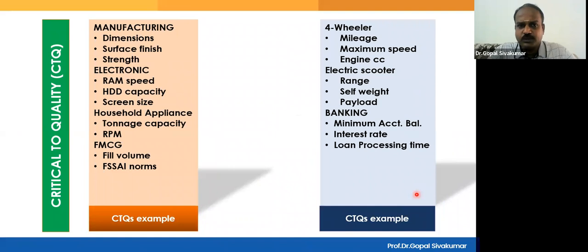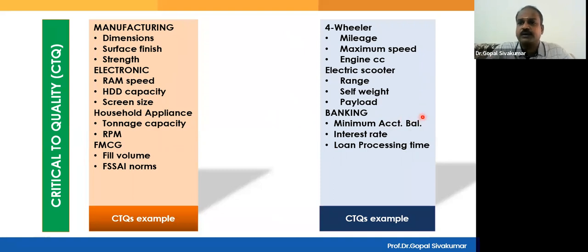Now, certain critical to quality characteristics. Example, in a manufacturing segment, the dimension of the product, the surface finish, the strength of the product, and so on, right? In fast-moving consumer goods, let's say a cool drink, the fill volume is a CTQ, and then the FSSAI will have its own guidelines, and those parameters are also indicated in the product, and they are also CTQs.